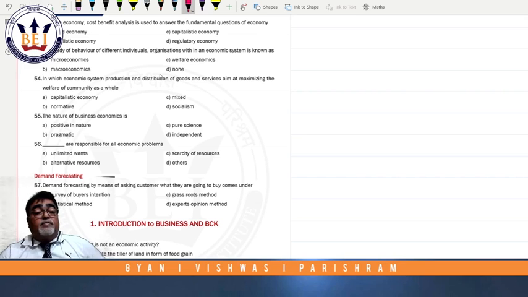The study of the behavior of different individuals and organizations within an economic system is known as the micro part of the economy. 54. In which economic system are production and distribution of goods and services aimed at maximizing the welfare of the community? I told you, the objective of capitalist is profit maximization, the objective of socialist is welfare maximization, and mixed economy has a different blended objective. So obviously it should be socialist economy.